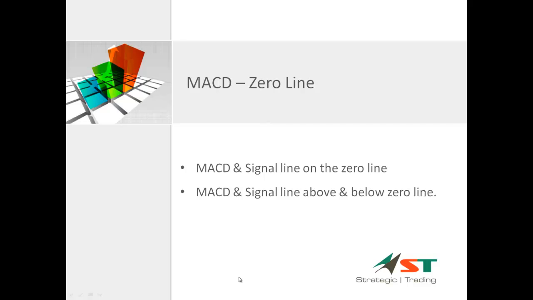In this third part of the series, we are going to focus on the zero line on the MACD indicator. Quite often, the zero line is ignored or not paid attention to, even though it is a very important component of the MACD. We are going to look at two aspects of the zero line. One aspect is what happens if the MACD is actually right on the zero line, and the other is we're going to look at it in the situation where the MACD is above and when the MACD is below the zero line.